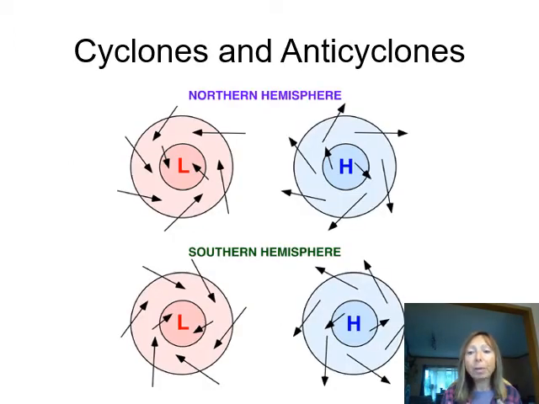We are going to look at the major atmospheric systems, major weather systems associated with pressure gradients, and those are cyclones and anticyclones.